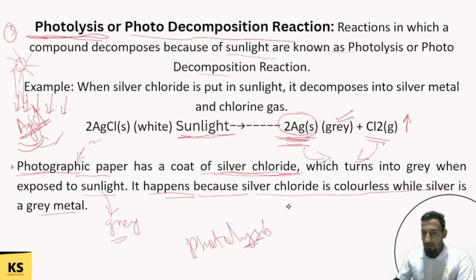Till now we learned what? Firstly combination reactions, then decomposition reactions and the types of decomposition, in which we learned thermal decomposition, then electrolytic, and third is what? Photolysis.